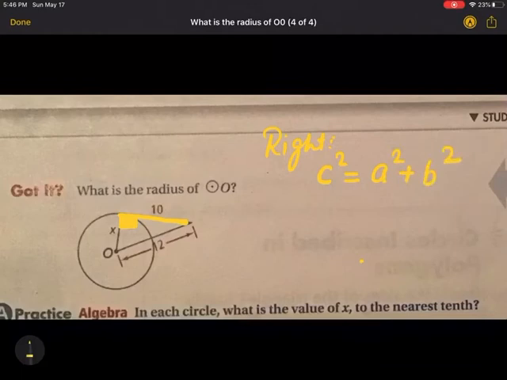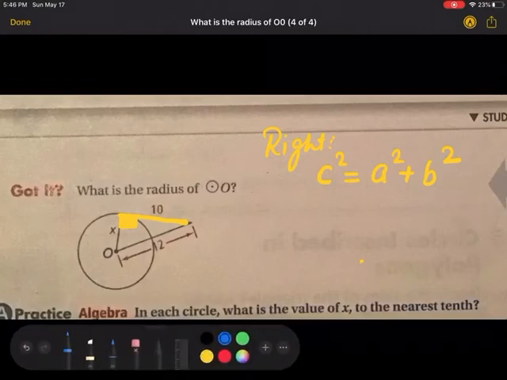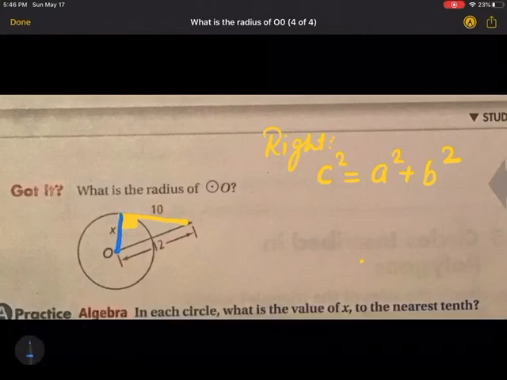Let's plug in for the sides we know. This would be the hypotenuse. The longest side, which is always across from 90 degrees, is always going to be the longest side. And the other two are just the normal legs of this triangle.